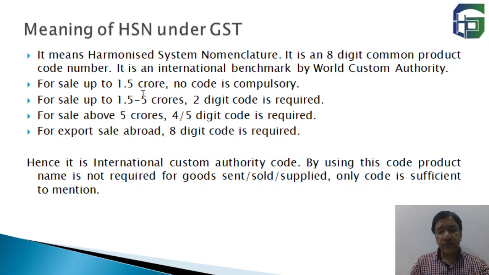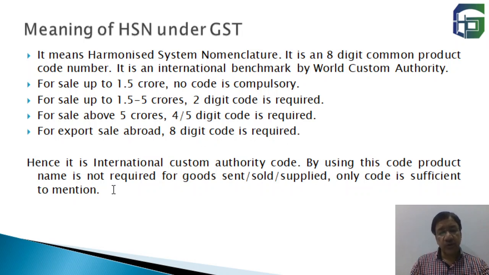Now you see, up to sales of 1.5 crore, no code is compulsory to mention. If we mention it, it is all right, no problem. But if we do not mention, it is not compulsory. But above 1.5 to 5 crores, a 2-digit code is required. It is a must. Then above 5 crores turnover, a 4 or 5-digit code is required. Minimum 4 digits is required, and for any export sale abroad outside India, an 8-digit code is a must.